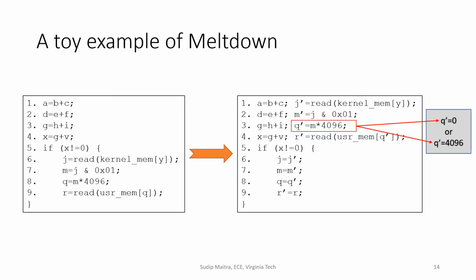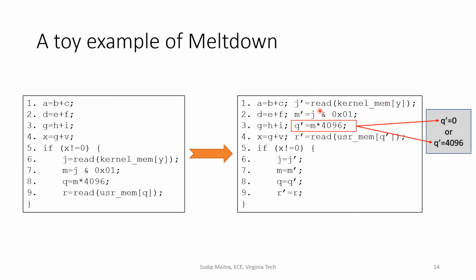Now that we have all the background for understanding Meltdown, let's evaluate this toy example. Just like the code before, we have a bunch of arithmetic operations and then some malicious code that accesses the kernel memory. Because of out of order and speculative execution, these operations will be executed out of order.